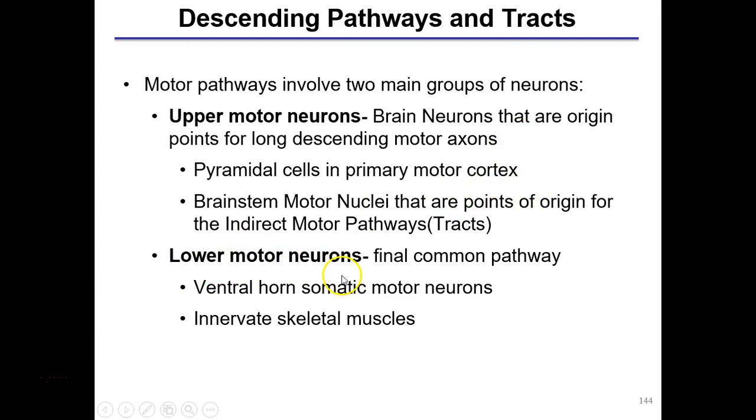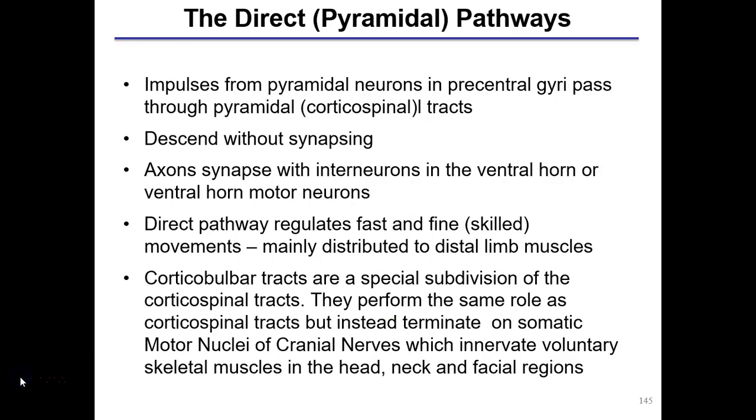The lower motor neurons, these are the motor neurons whose cell bodies are located in the ventral horn of the spinal cord. These are the somatic motor neurons that will innervate or supply skeletal muscles and activate skeletal muscles. Okay, so that's the difference between those two terms. So the direct pathway, or what we commonly refer to as the pyramidal pathway, which is also known as the corticospinal tract. Okay.